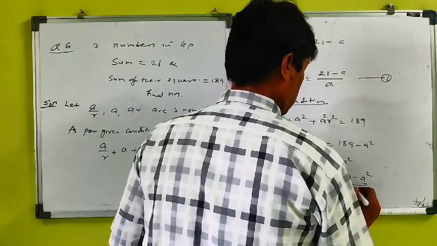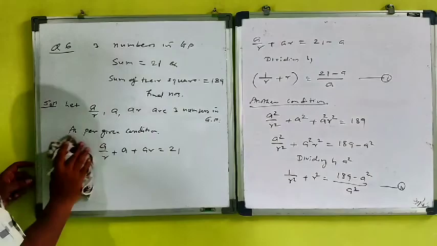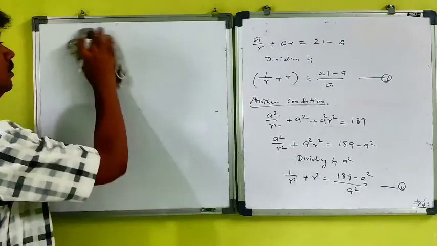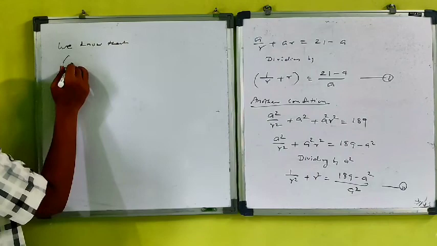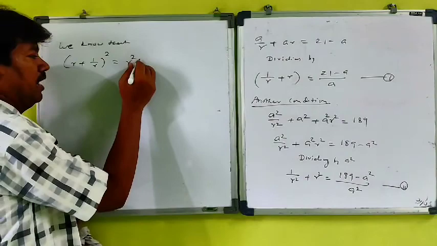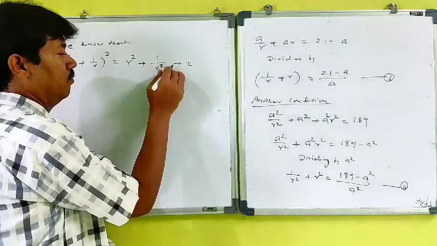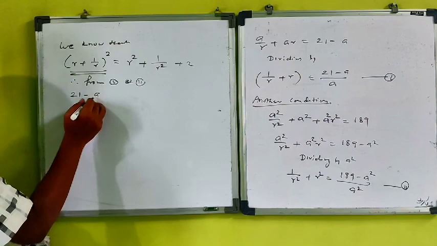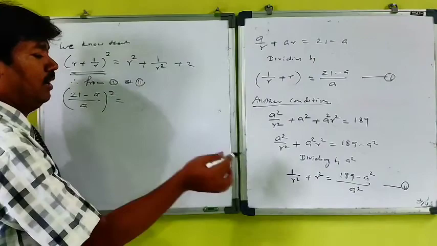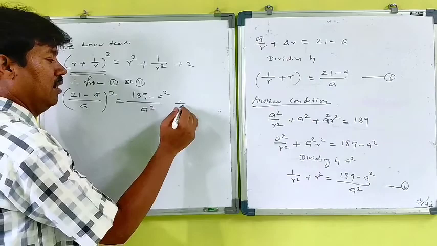Now, what is the value of (r + 1/r)²? We know that (r + 1/r)² = r² + 1/r² + 2. Putting the values from 1 and 2, r + 1/r is (21 - a)/a, the whole square, and r² + 1/r² is (189 - a²)/a². So here there is now only one variable, so we can solve this equation easily.